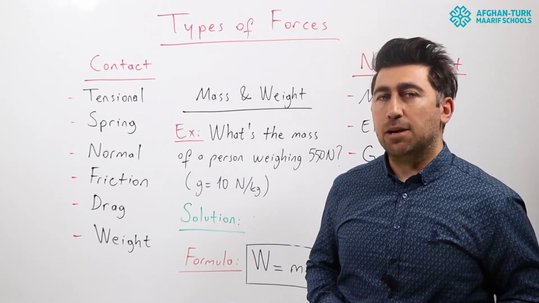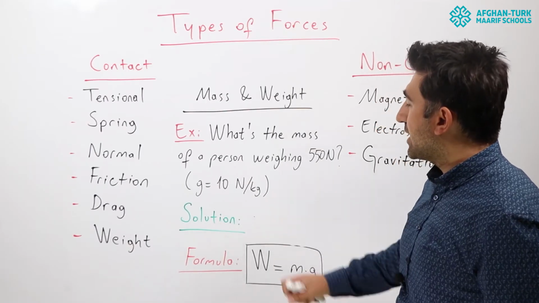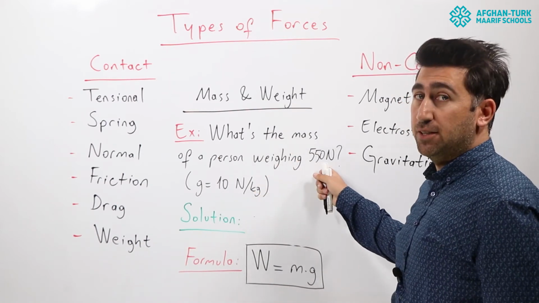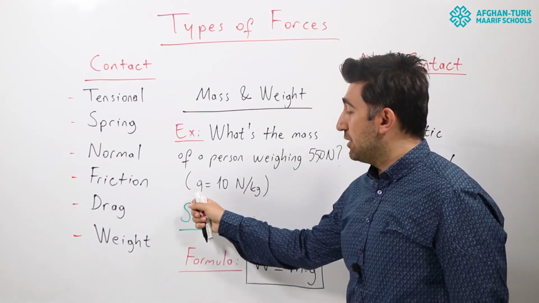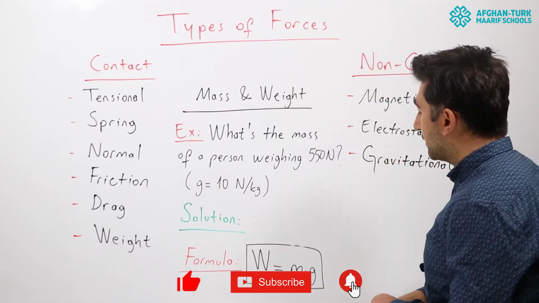Okay, let's solve an example together. It's about mass and weight. First of all, we have to know the formula of weight. Weight is equal to mass times gravity. The example says, what is the mass of a person weighing 550 Newton? And gravity is given as 10 Newton per kilogram. So we are trying to find mass here.